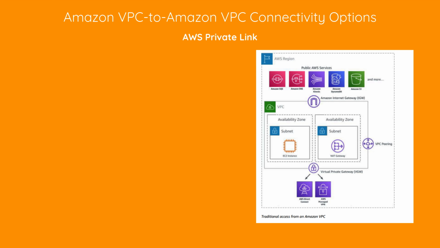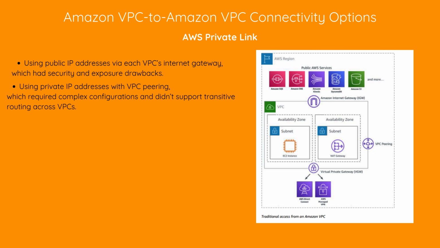Before AWS PrivateLink was available, services within a single Amazon VPC could connect to multiple VPCs in two main ways: using public IP addresses via each VPC's Internet Gateway, which had security and exposure drawbacks, or using private IP addresses with VPC Peering, which required complex configurations and didn't support transitive routing across VPCs. With AWS PrivateLink, you can establish secure, scalable, and private TCP connectivity from the service provider's VPC to consumer VPCs, keeping traffic entirely within the AWS network.